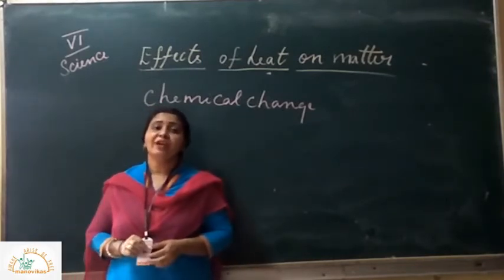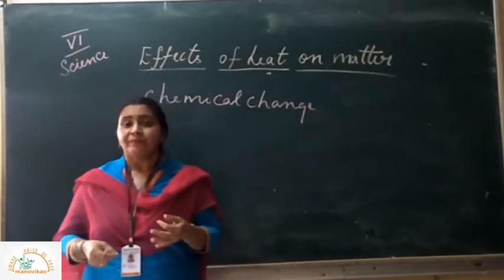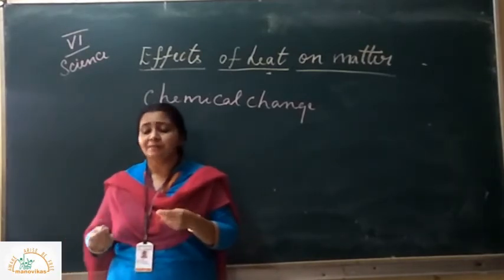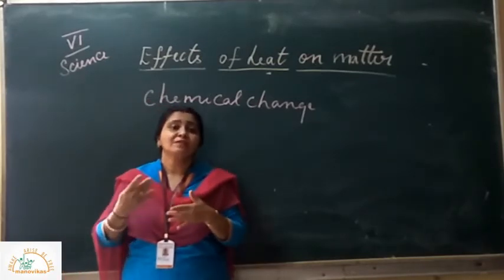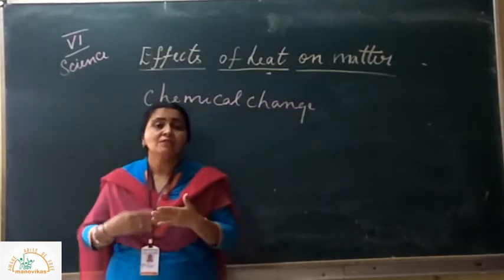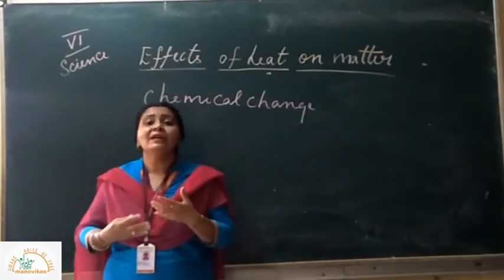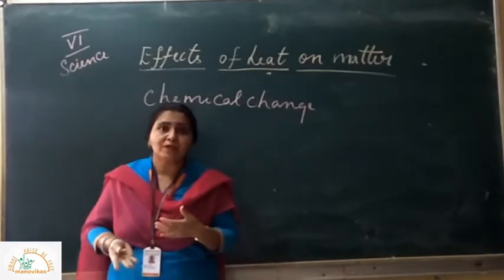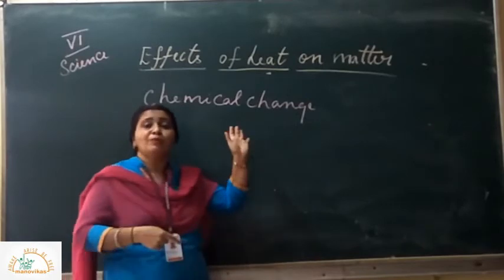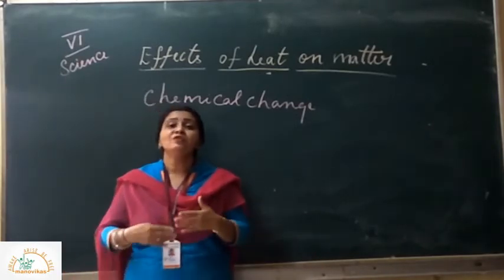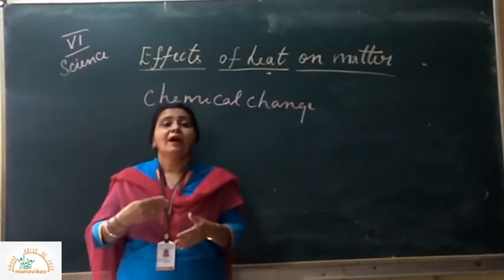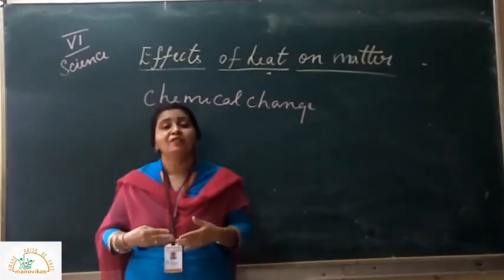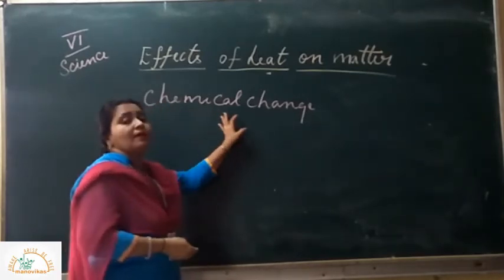A chemical change means a change in which the original substance undergoes certain changes in its composition, and a newly formed substance is created. Creating a new substance is called chemical change. So chemical change means a change in which the original substance undergoes a change in its composition, creating a new substance. That is known as chemical change.